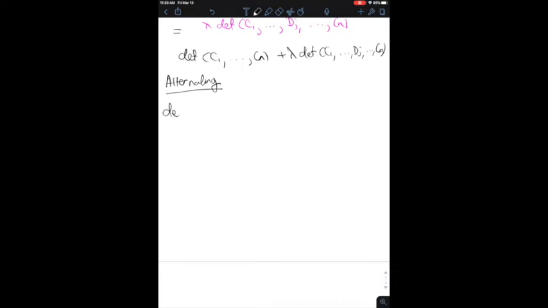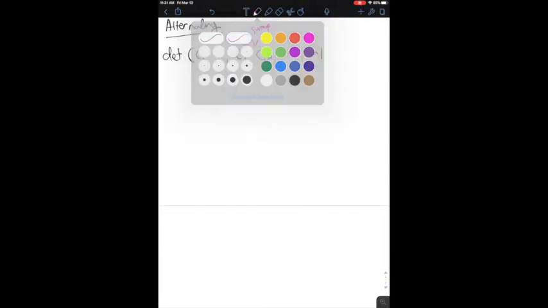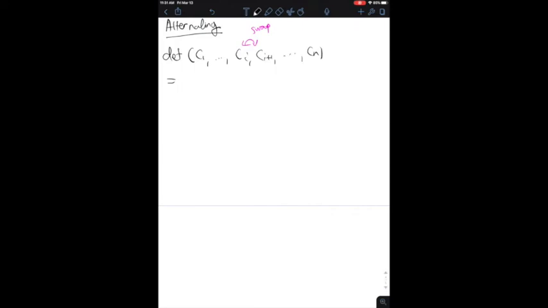So the determinant, what we have to do is swap two columns. We have to compare the determinant of C1, ..., Ci, Ci+1, ..., Cn to the determinant that we would get if we were to swap these two columns. Okay, so let's start by expanding out the definition of the determinant.